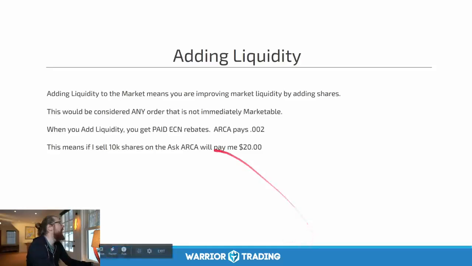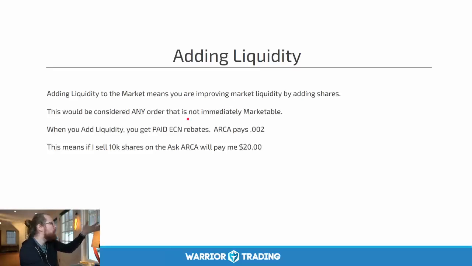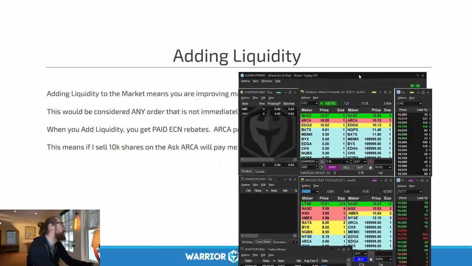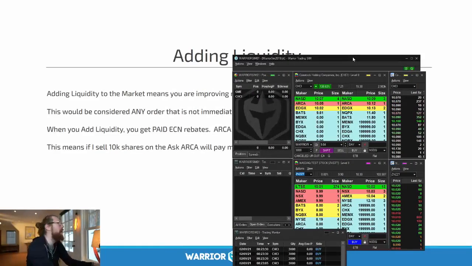Now, as an example, adding liquidity to the market means you're improving market liquidity by adding shares. This would be considered any order that's not immediately marketable. When you add liquidity, you can get paid an ECN rebate at the rate at ARCA of 0.2 of a penny. 10,000 shares would be 20 bucks. Now, a 10,000 share trade with 50-cent profit is $5,000. So making the extra 20 is irrelevant. What's more important is that I actually get filled on my exit with $5,000 of profit.